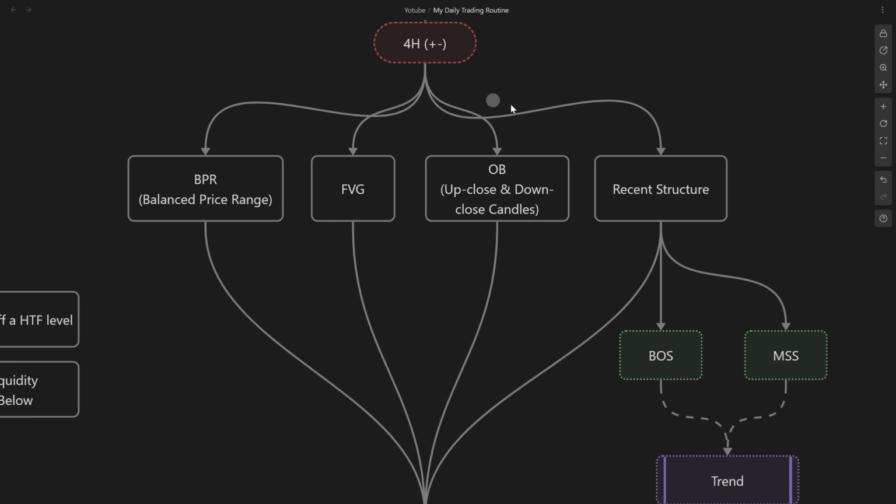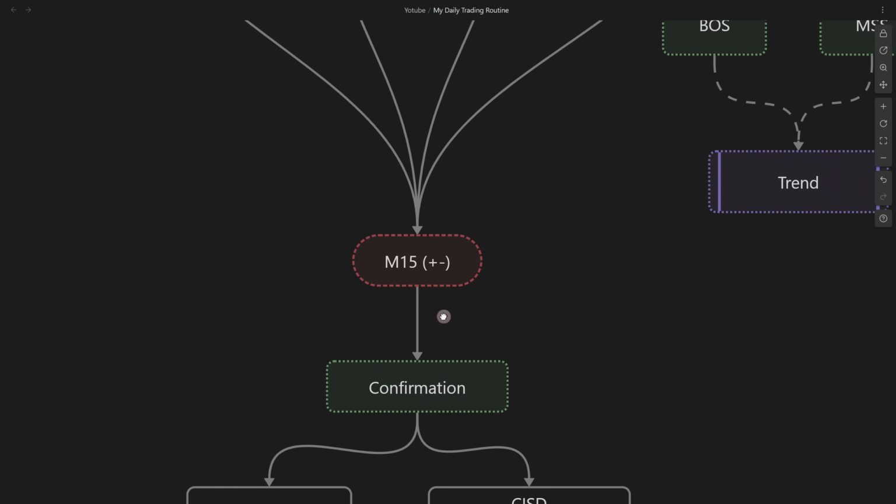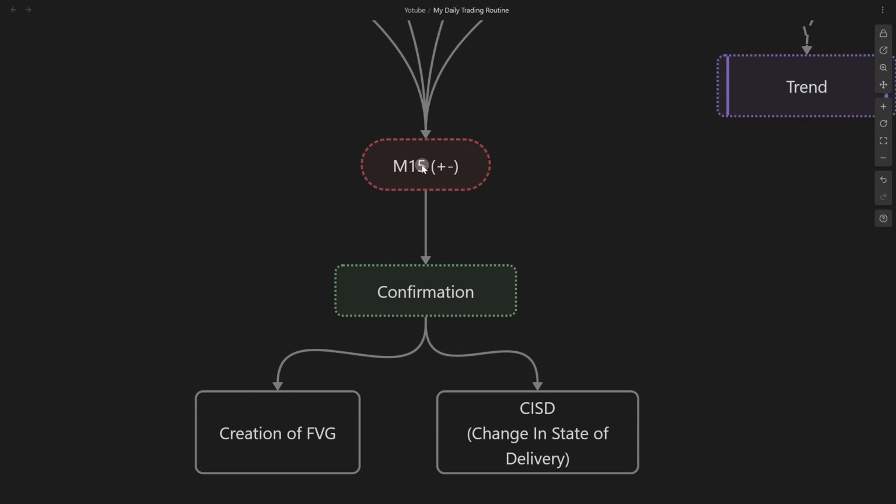Now, you see, after looking at those 4 hour POIs, we go to 15-minute. And 15-minute here means that on any reaction at any of those PD arrays or POIs, so if price goes inside of any of those, we go to the 15-minute time frame. And what we look for is a confirmation.